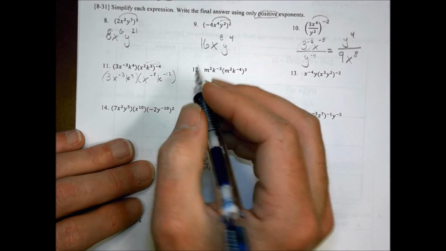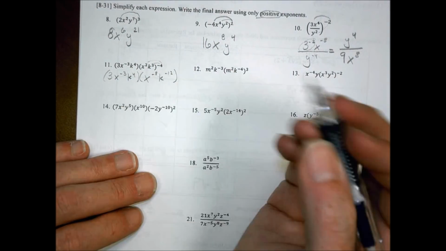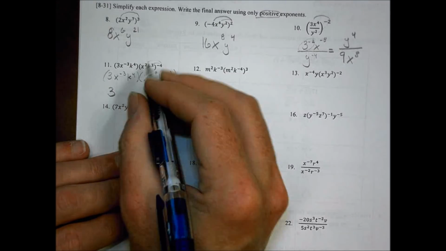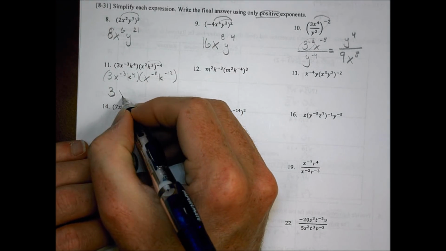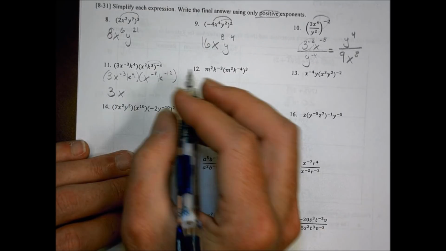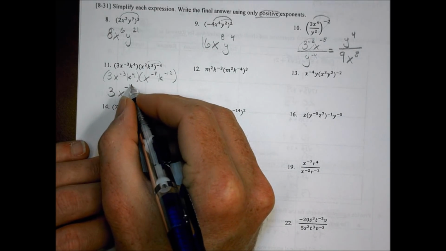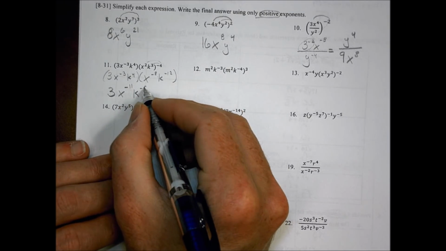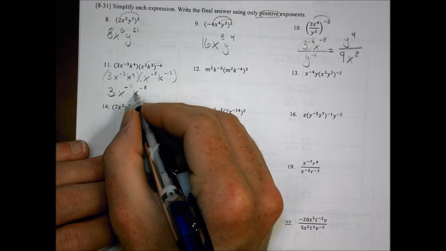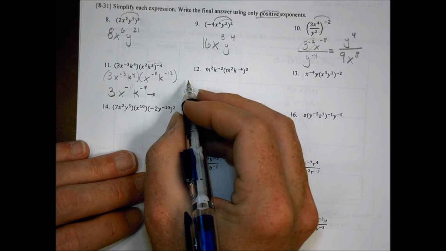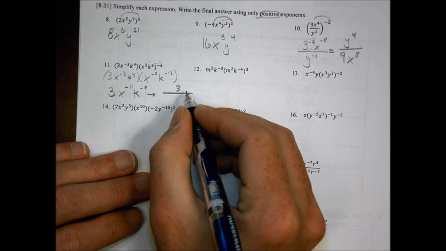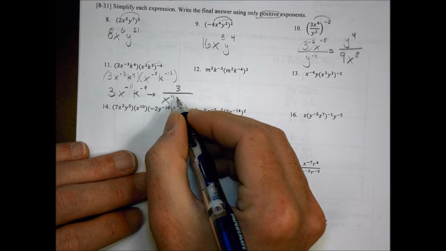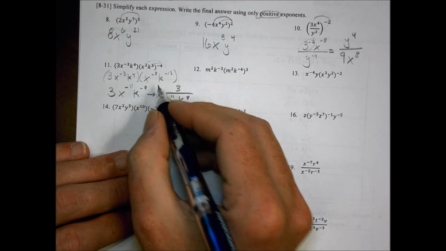Now I'll multiply things together. The 3 just simply stays a 3, no problem. Here I have x, and negative 3 plus a negative 8 is a negative 11. And for the k value, 4 minus 12 is minus 8. I don't want to have negative exponents. I'm going to rewrite this then as 3 over x to the 11th, k to the 8th.